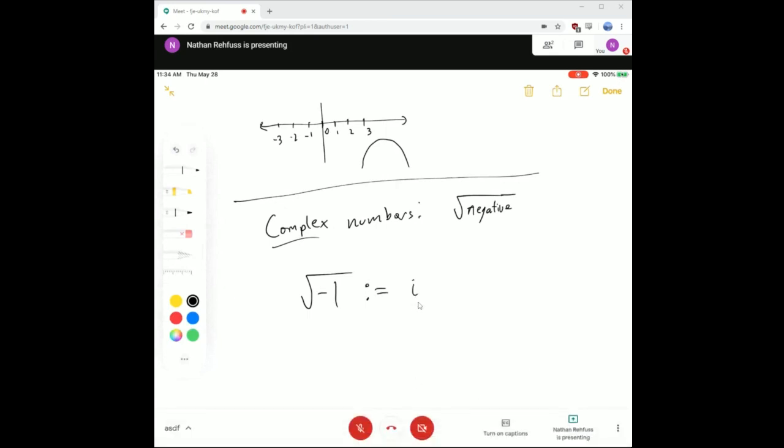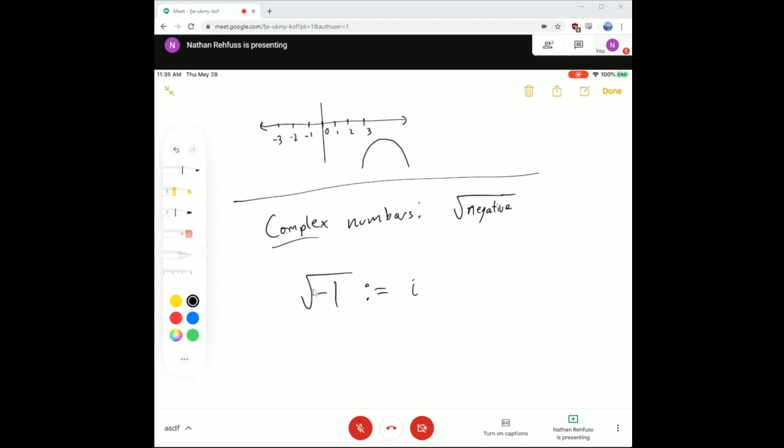I picked the letter i for imaginary. Imagine that we could take the square root of -1. I like to use this symbol, a colon and then an equal sign, to mean I define it to be equal. So I'm not saying I can prove it's equal. I'm saying this is my definition of the letter i here. So that's what I use this symbol for. We'll see that again a few times.